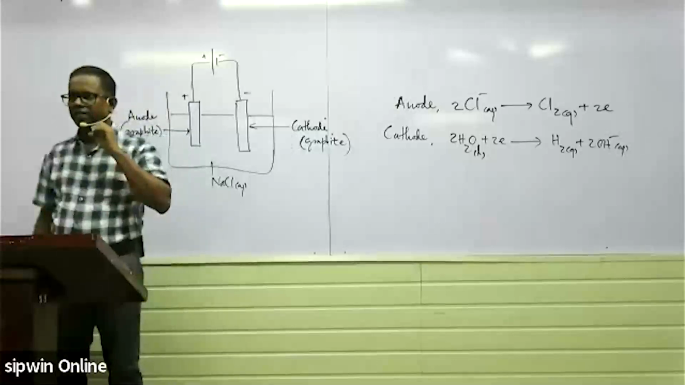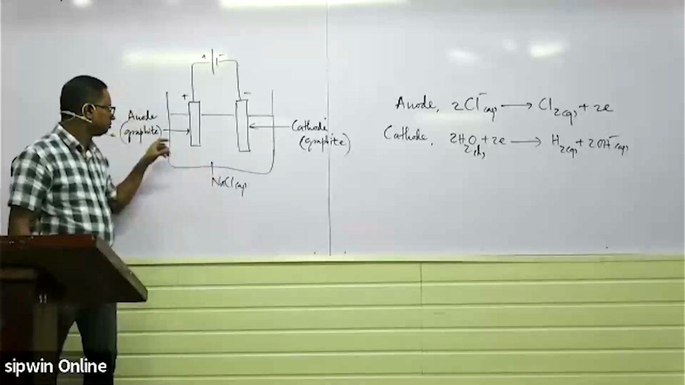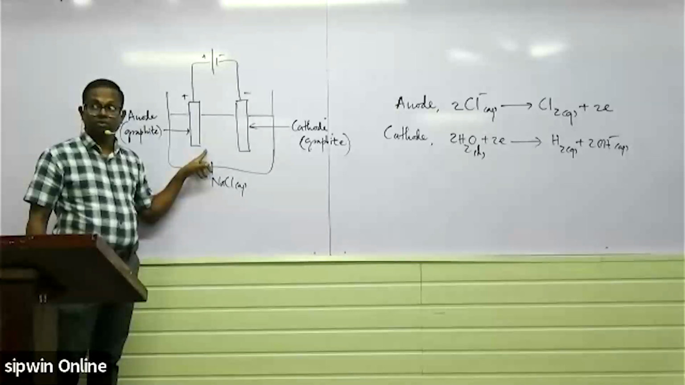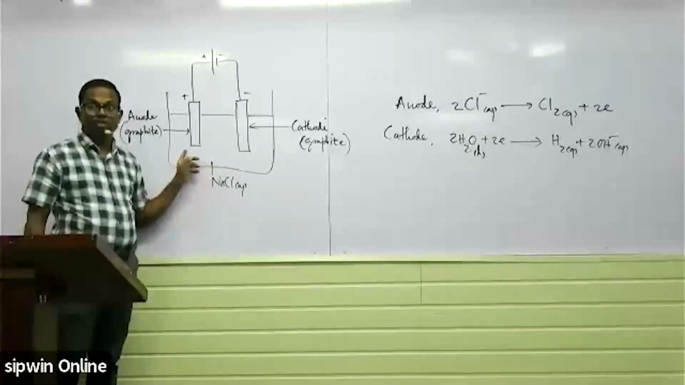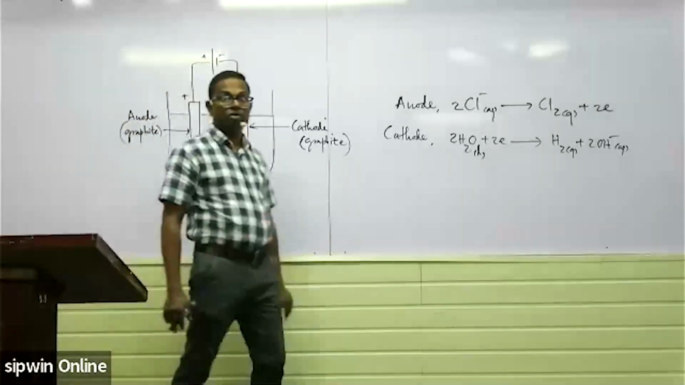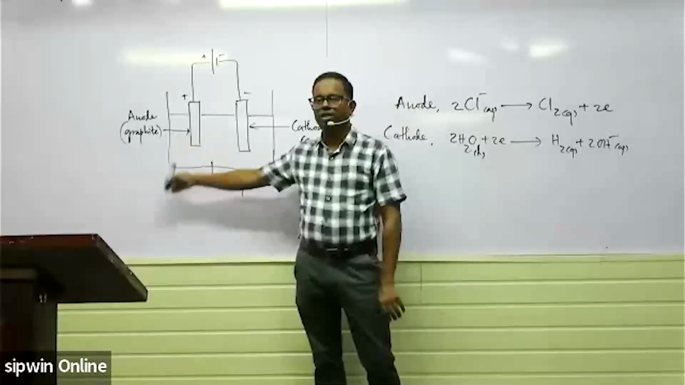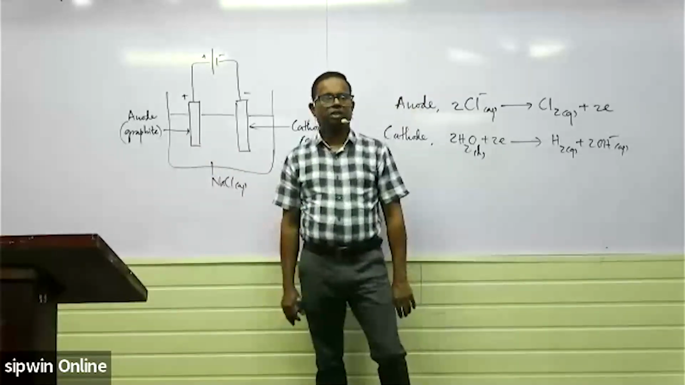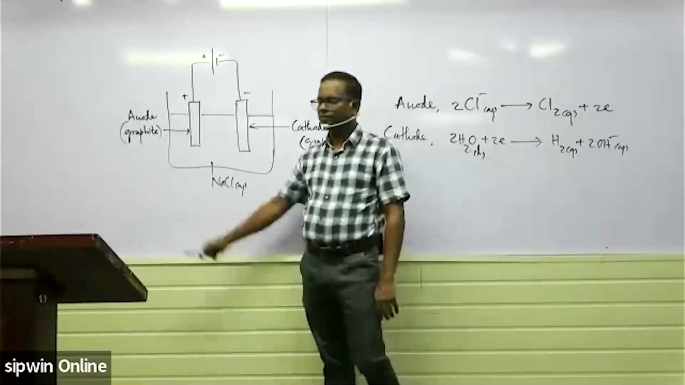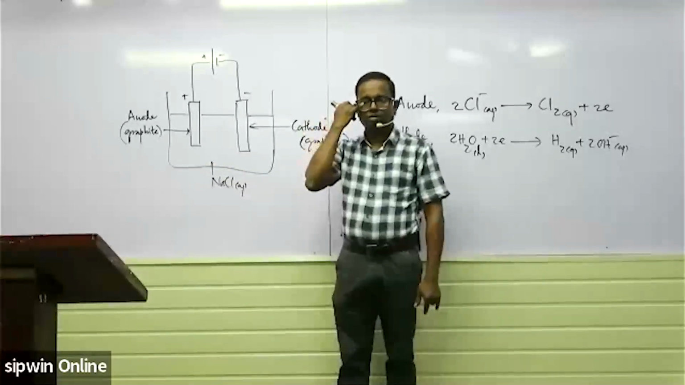Why are we using graphite electrodes? At the anode, chlorine is released here. Chlorine is a reactive gas. If there were a metal electrode here, it could possibly react with the metal. That is why we use inert graphite electrodes. An inert metal can also be used, but usually graphite.